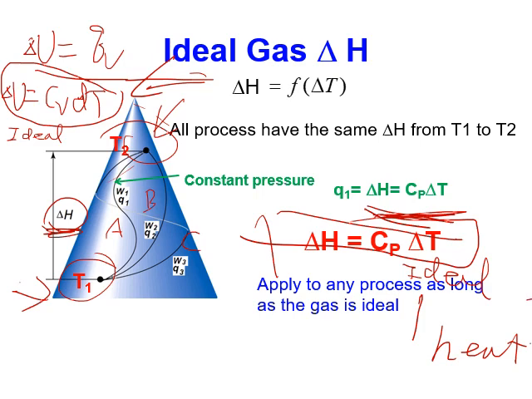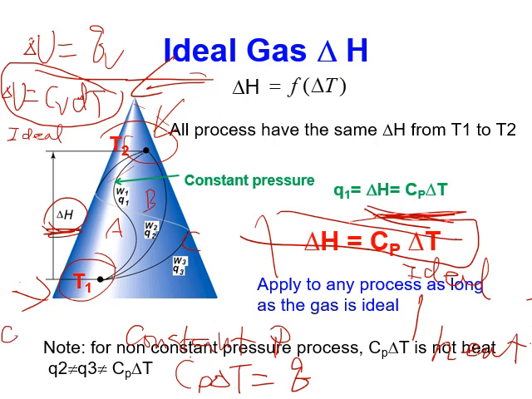Okay, not always. It is heat only when it is constant pressure. So constant pressure, Cp delta T is heat. If it's a constant volume, it's Cv delta T is heat.